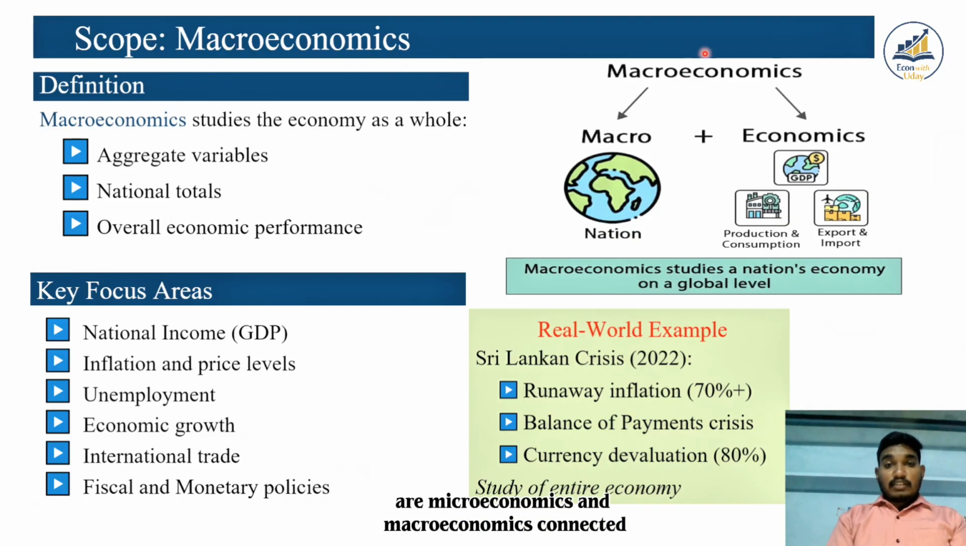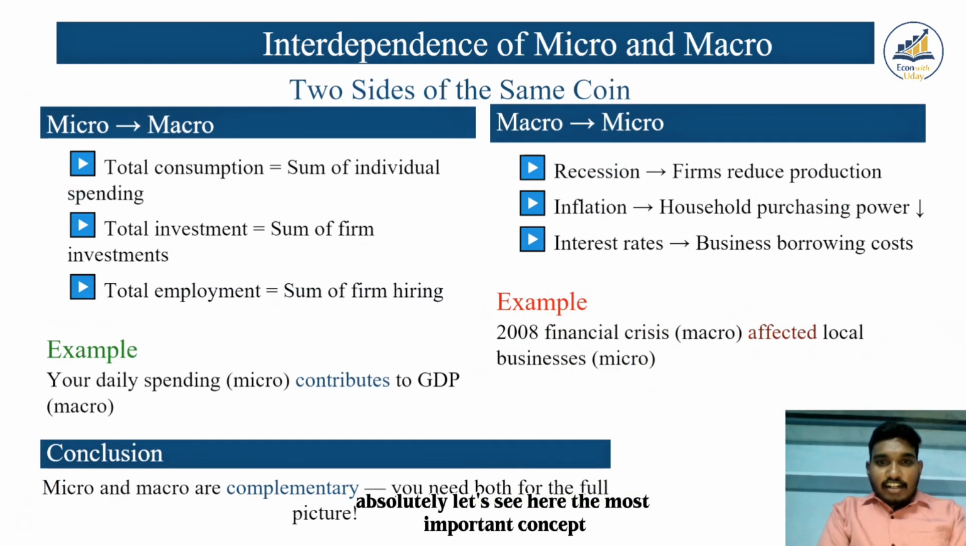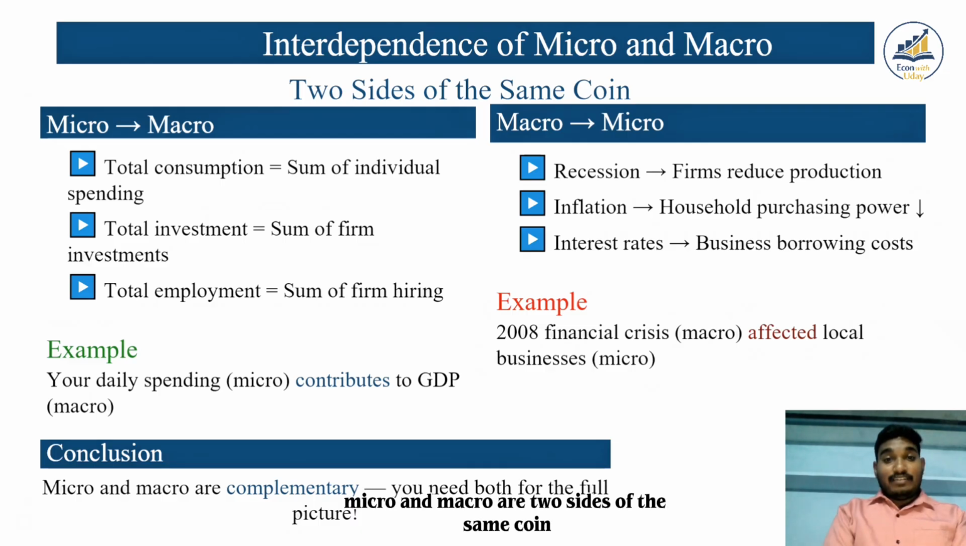Are macroeconomics and microeconomics connected? Absolutely. Here is the most important concept: micro and macro are two sides of the same coin. They are interconnected. Let me explain. Micro influences macro. Total consumption equals the sum of individual spending, total investment equals the sum of firms' investment, and total employment equals the sum of all firms' hiring decisions. Here is an example: when you buy a phone, it is a micro decision, but it contributes to GDP, which is a macro concept.